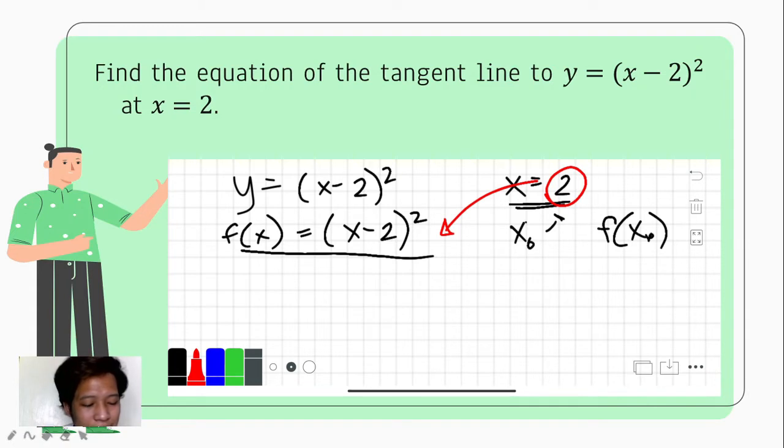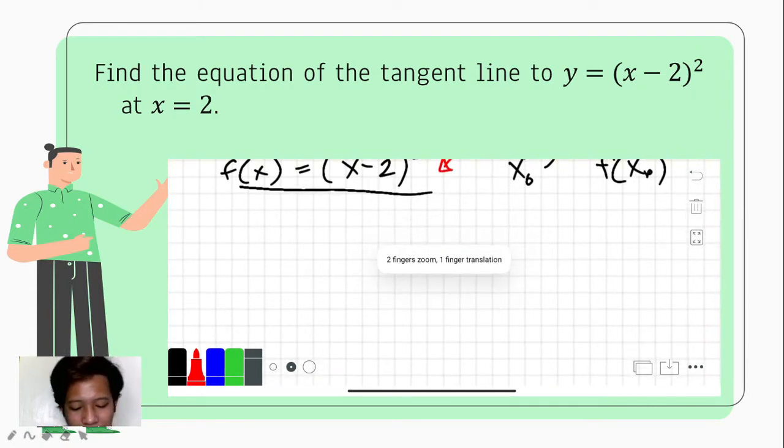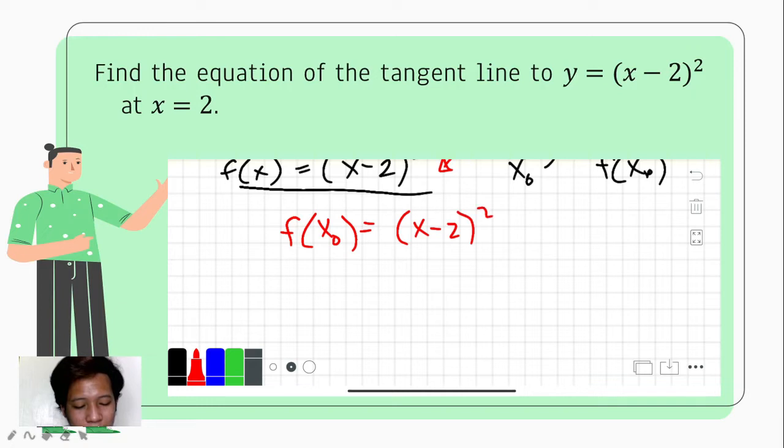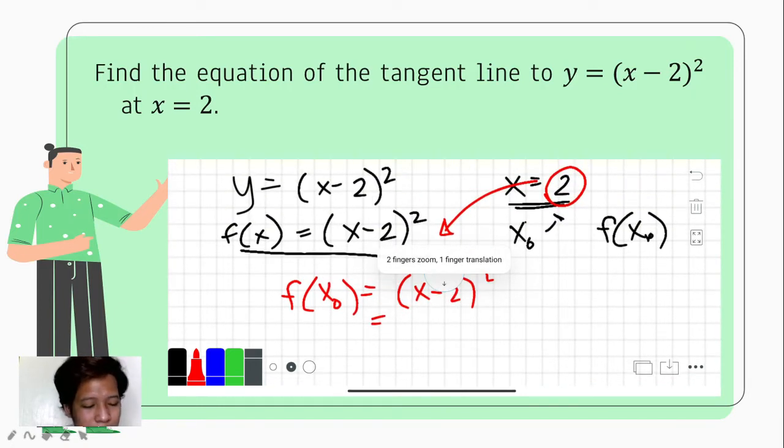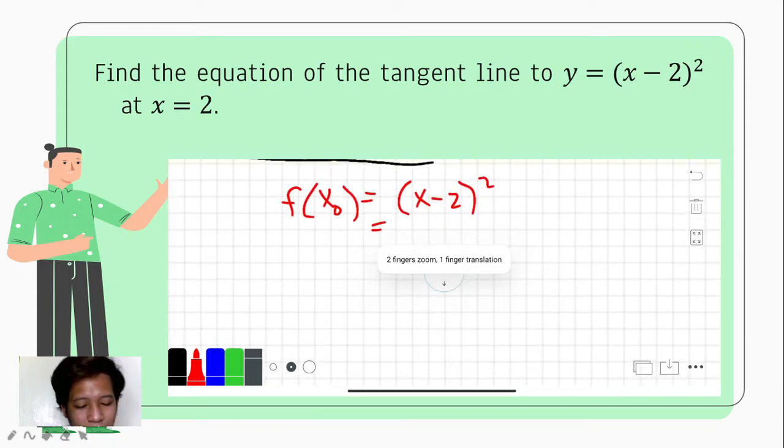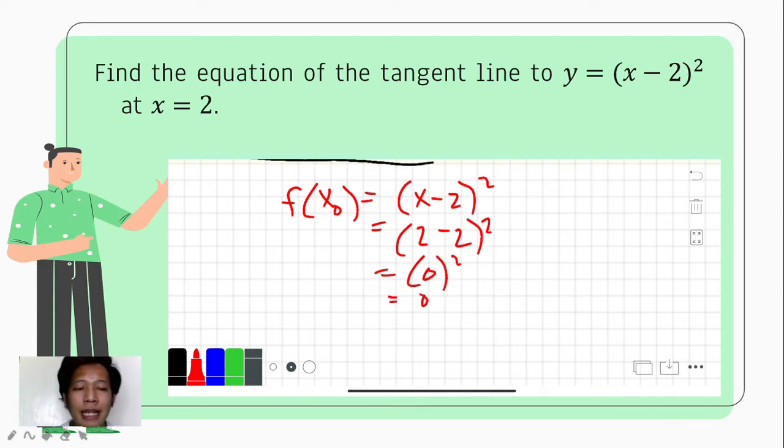In finding f of x sub 0, where f of x is x minus 2 squared, we just substitute x equals 2 into the function. We have 2 minus 2 squared, that would be 0 squared, hence that is 0. Now we are given f of x sub 0.